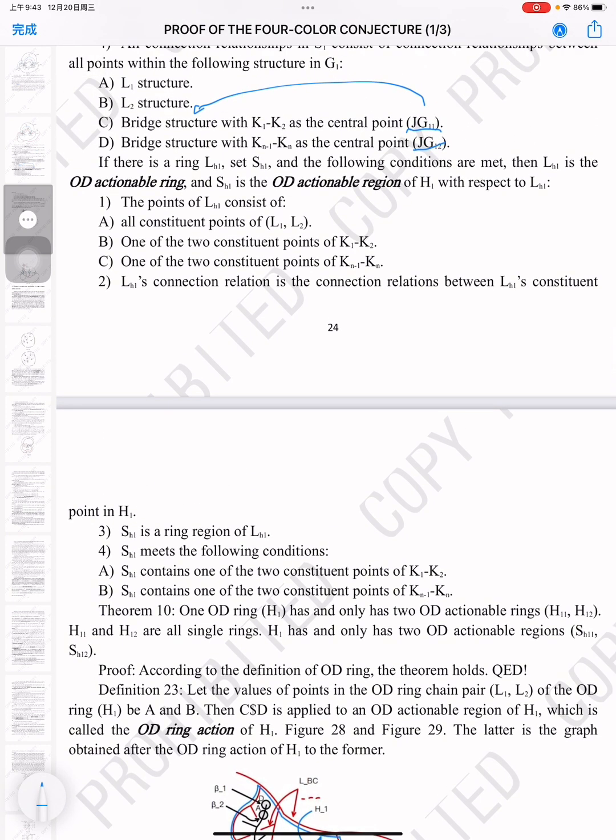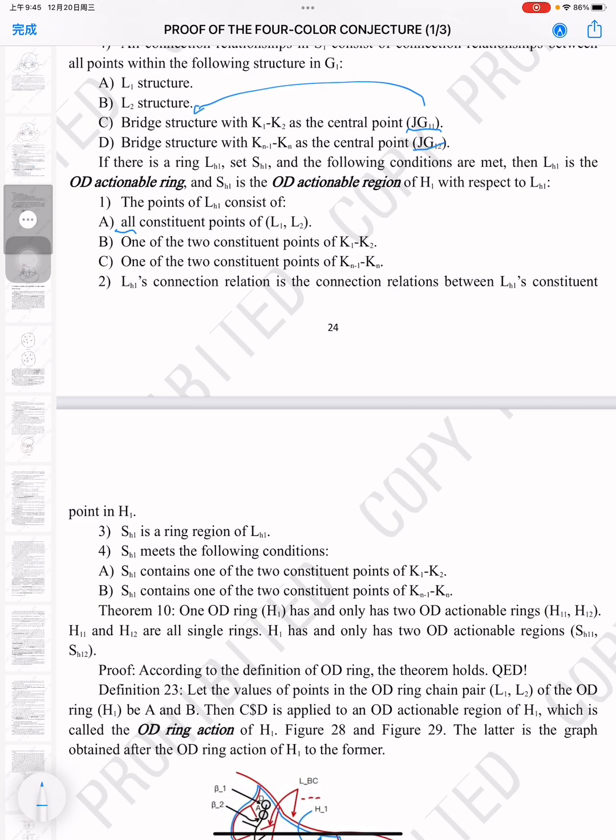If there is a ring LH1 set as H2 and the following conditions are met, then LH1 is the OD actionable ring and SH1 is the OD actionable region of H1 with respect to LH1. 1. The points of LH1 consist of A. All constituent points of L1, L2. B. One of the two constituent points of K1-K2. C. One of the two constituent points of Kn-1-Kn. 2. LH1's connection relationship is the connection relationships between LH1's constituent points in H1. 3. SH1 is a ring region of LH1.